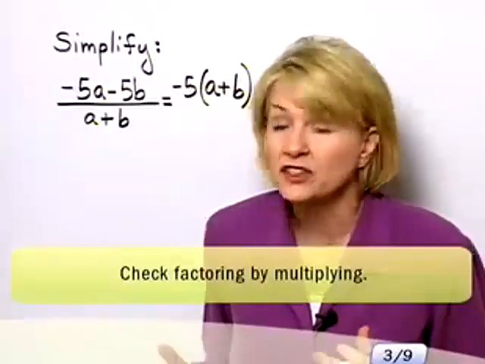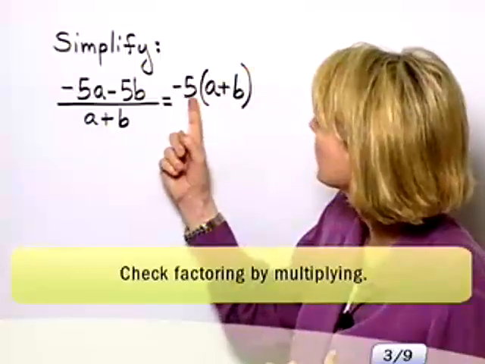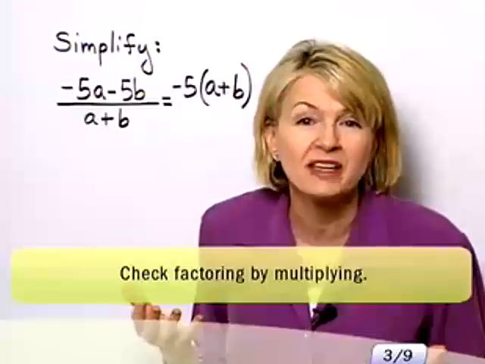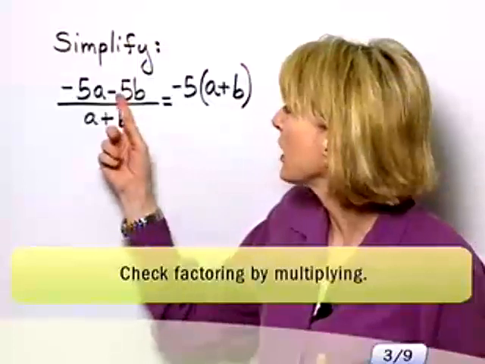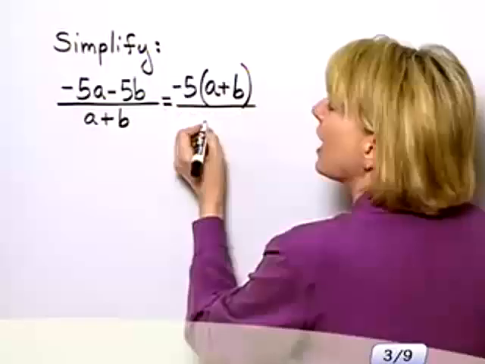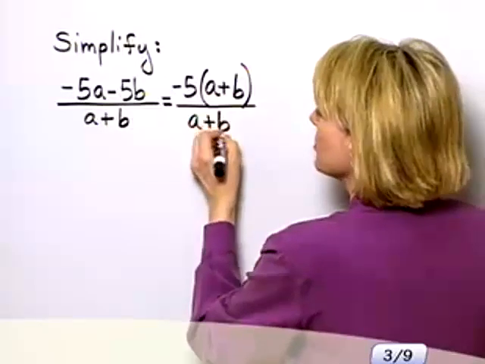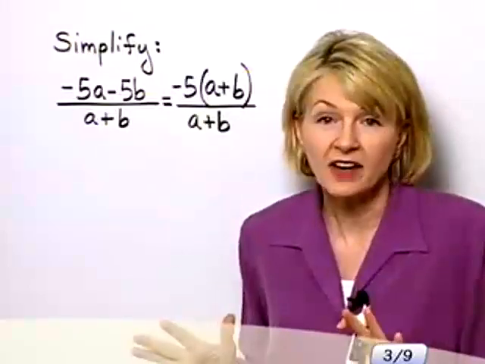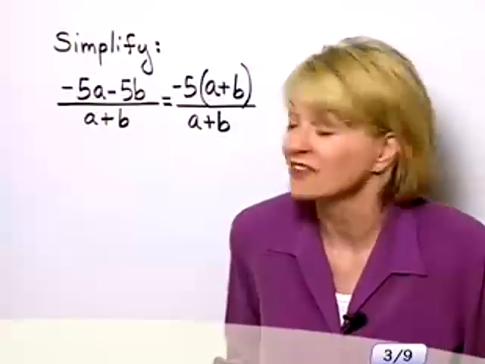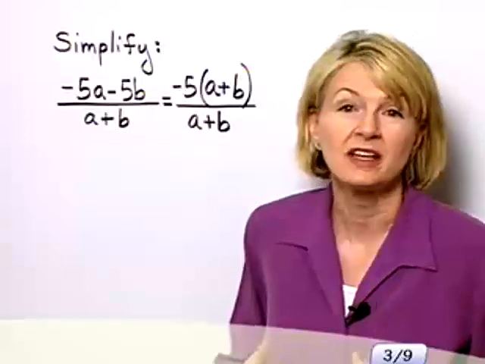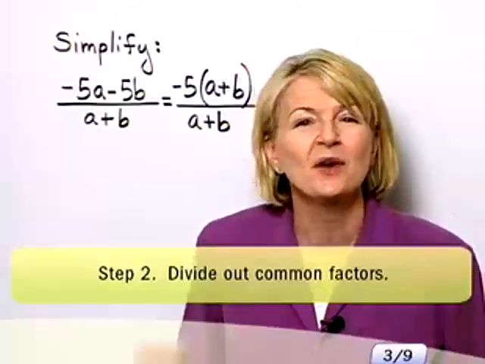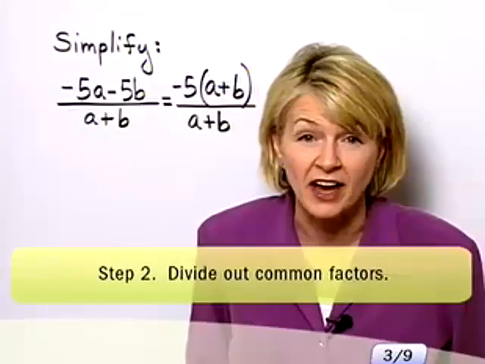And you can always check, if unsure, check by multiplying. This times this is that, and then see -5 times a positive b is -5b, and we write it as -5b. And then, of course, in the denominator, I have a plus b. So we have completely factored the numerator. The denominator is factored as far as we can factor it. We have a plus b. Then remember, step 2 is to divide out common factors, which is the same as removing a factor of 1.